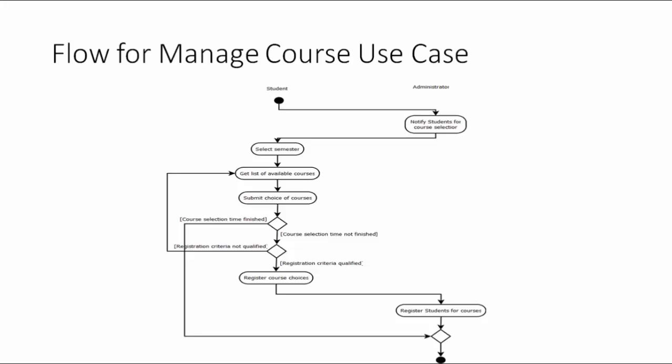If I select more courses, then I will not be allowed to register my course choices, because I am allowed to register for only 7 courses. If I try to register for more courses, then I will definitely not be allowed to submit my course choice. So registration criteria fulfillment will also be checked, and after that, the administrator will register students for courses.